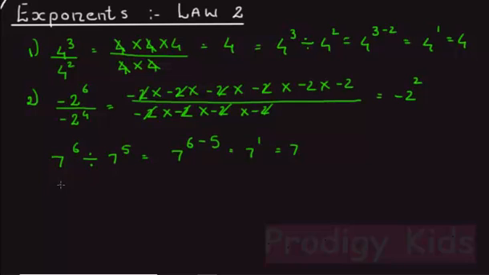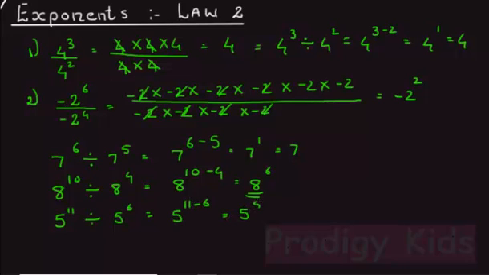Let's take another example. 8 raised to 10 divided by 8 raised to 4. So this gets 8 raised to 10 minus 4, the base being the same, the exponents are subtracted because you're supposed to divide here, so you get 8 raised to 6. Let's take another example. That is 5 raised to 11 divided by 5 raised to 6. So that is 5 raised to 11 minus 6, which is 5 raised to 5.